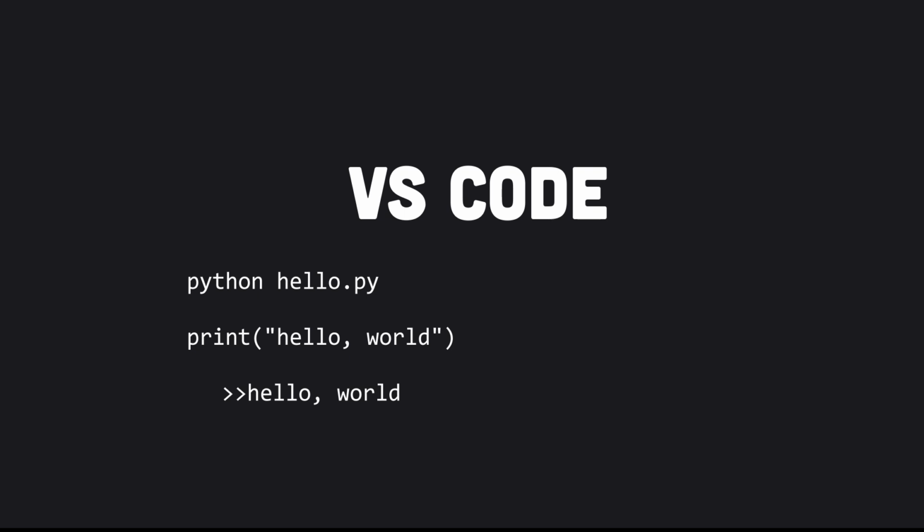Our first program is the classic hello world example. We use the print function to display text. The text hello world is passed as an argument. The result appears in the terminal as output. This output is considered a side effect of the function.